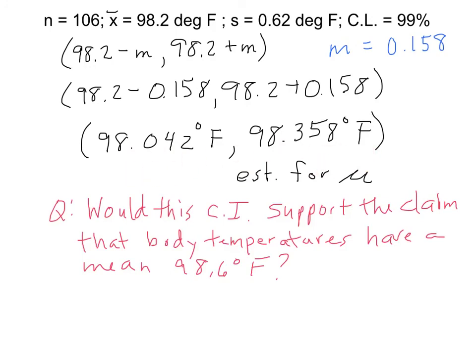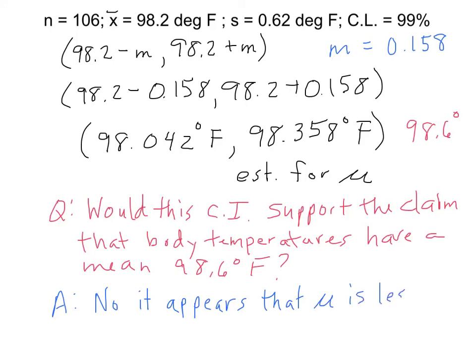I don't know about you, but my answer would be, this is pretty far-fetched. 98.6 is outside of this region, far outside of the region from 98.0 to 98.3. And so it looks like our confidence interval suggests that human body temperatures are actually lower on average than 98.6 degrees. So your answer would be no. It appears that the mean, I'm just going to write mu because I'm running out of space, that mu is less than 98.6.